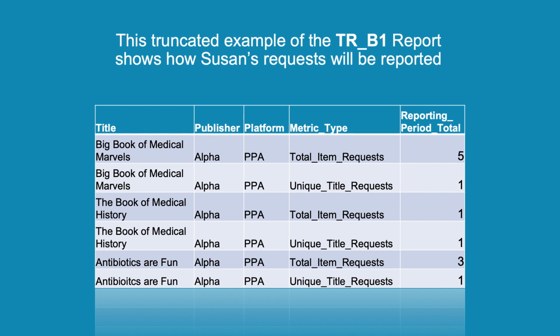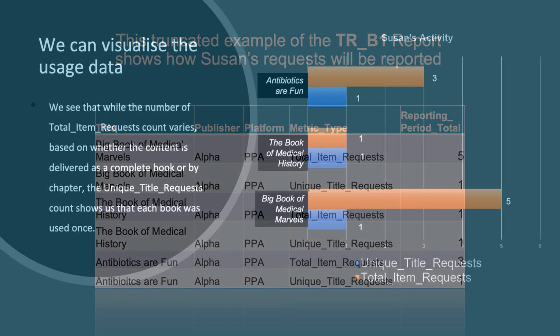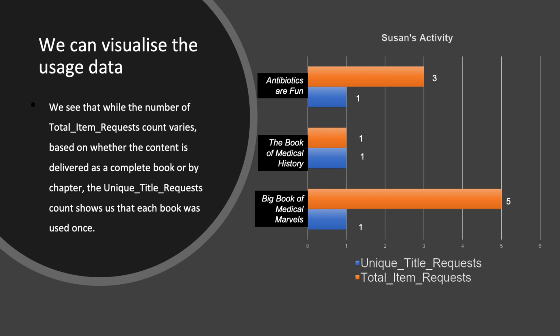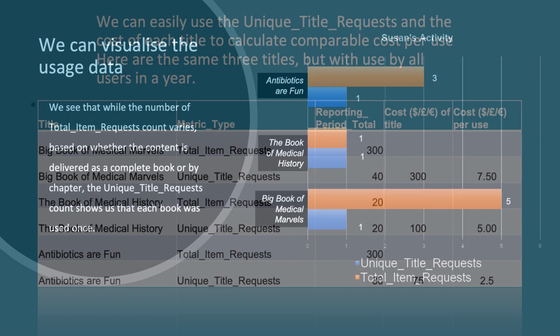The Book of Medical History, by contrast, shows 1 total item request and 1 unique title request, because the book is delivered as a single PDF. Antibiotics Are Fun shows the total item requests as 3, 1 for each chapter PDF, and the unique title requests as 1, because all 3 chapters come from the same title. We can see, therefore, that while the number of total item requests will vary based on how the content is delivered, the unique title requests count is always going to show us that each book was used once.